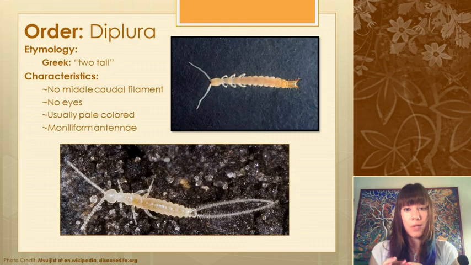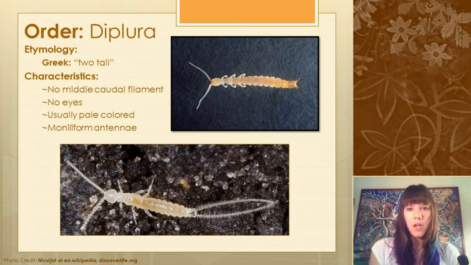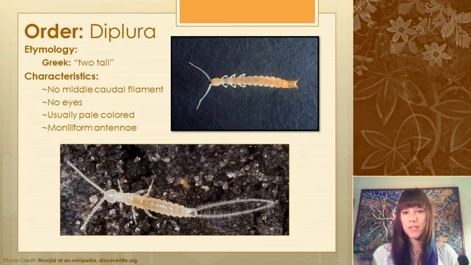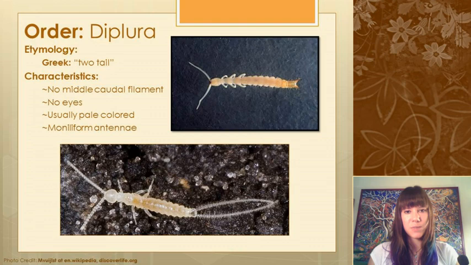There is no middle tail, so they only have 2. There's one family in this order that look kind of like they have earwig pincers on the bottom of their abdomen, but you can tell them from earwigs because they have no eyes and they're usually really pale colored and they have moniliform antennae. Diplura are another thing that you can find in those soil samples with that Berlese funnel, so if you do a Berlese funnel, then you can expect to find Protura, Collembola, and Diplura in there.